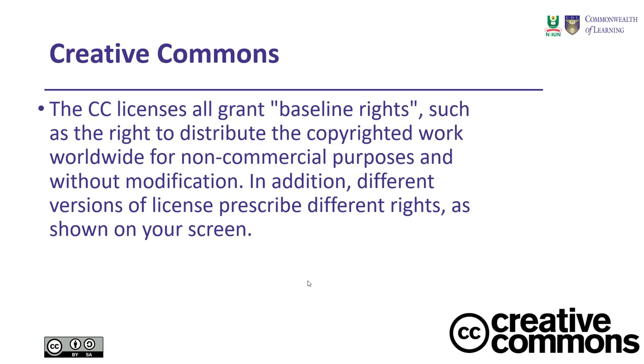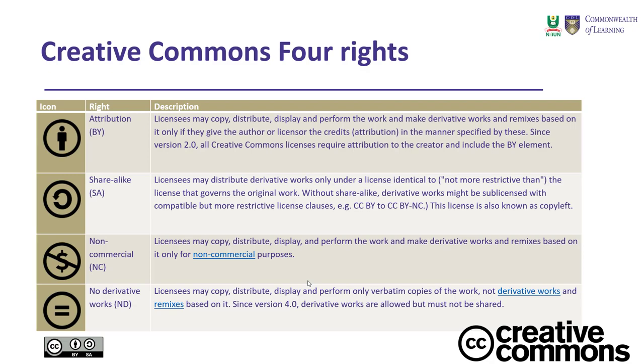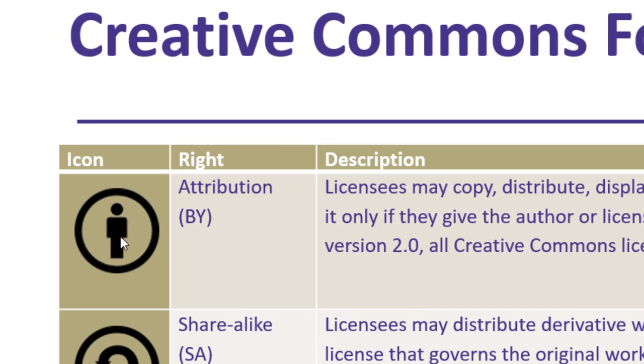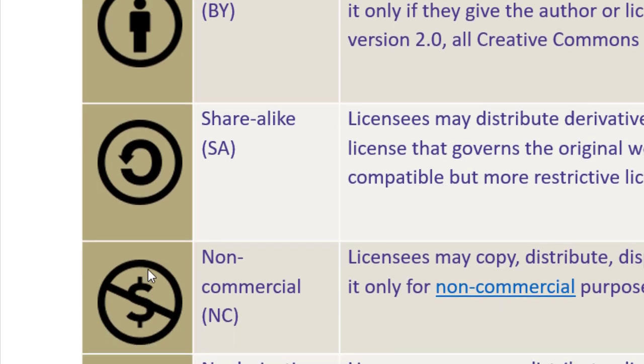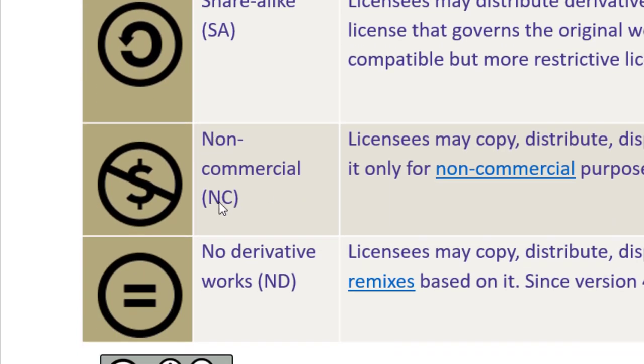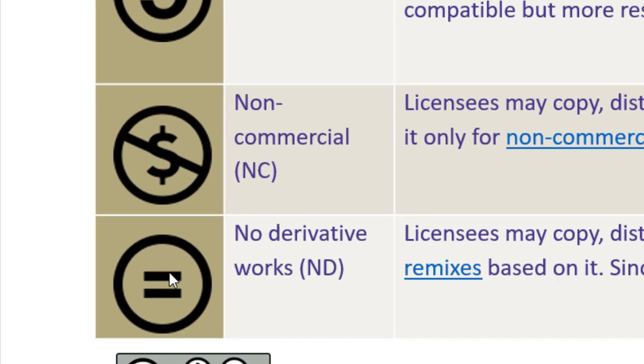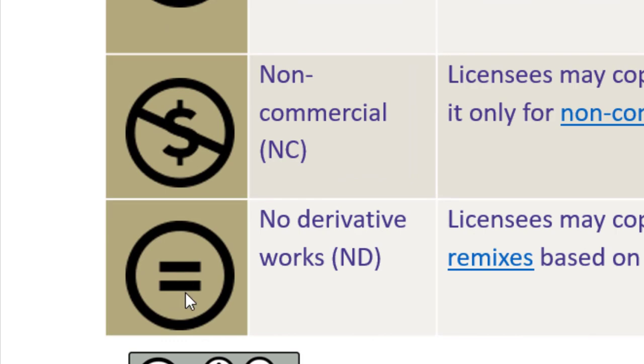As shown on our screen, Creative Commons has four different rights. That is the attribution, which is also known as the BY; the share alike, which is also known as the SA, and the icon looks like an inverted copyright sign, also known as copyleft; the non-commercial, NC; and non-derivative work, ND, which has an icon like an equals sign.